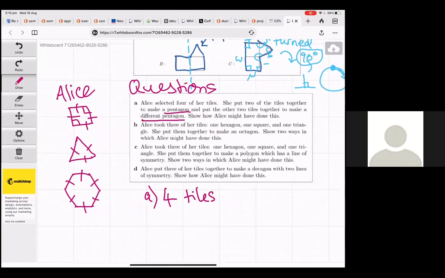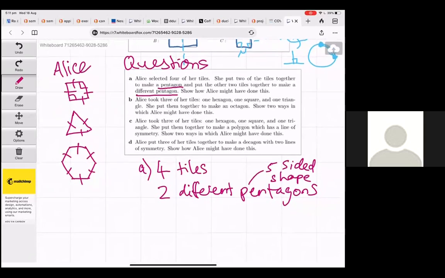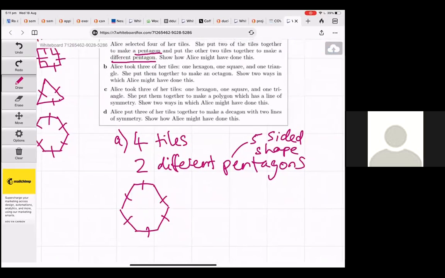Interesting. So 4 tiles, and she wants to make 2 different pentagons. And pentagons have 5 sides, right? So that's just a 5-sided shape. Someone mentioned that they want to use the hexagon. And if you would like to use the hexagon, then there's only really one possible way we can do this.